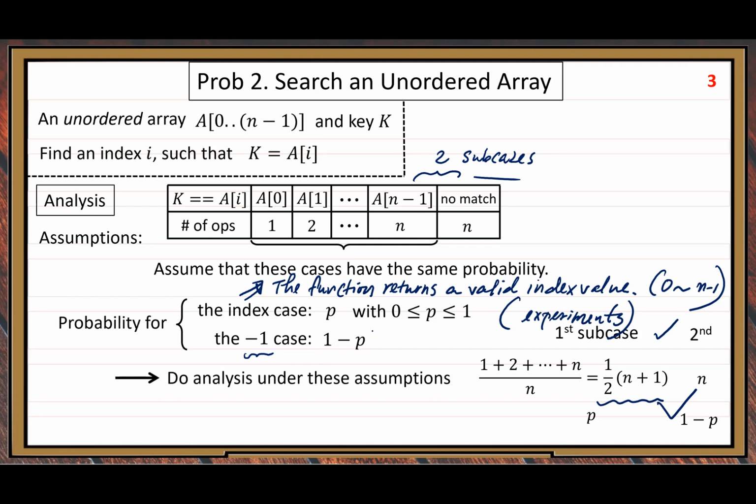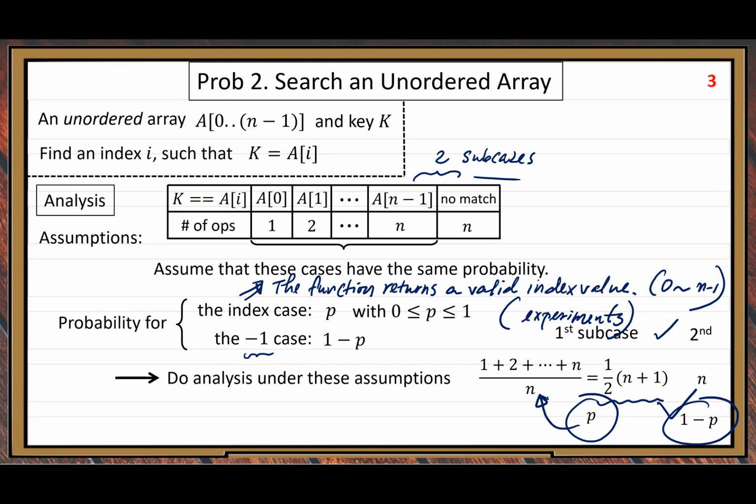For the first subcase, the probability equals P. The second subcase, probability equals 1 minus P. Now, how do we understand these two probability numbers? The larger the probability, the more contribution of that subcase. The smaller the probability for each subcase, the smaller the contribution of that corresponding subcase. So that's the simple observation.